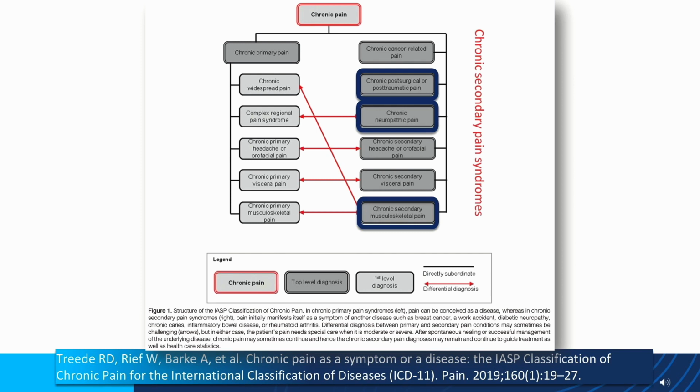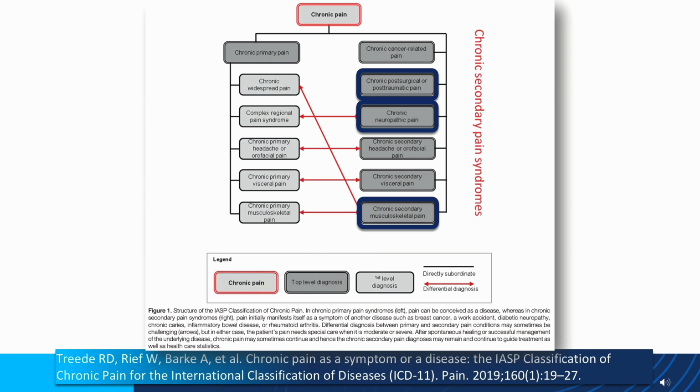So this is the IASP, International Association for the Study of Pain, classification into pain disorders, and this was published in the journal Pain in 2019, and this was for the International Classification of Disease 11, so the ICD-11 update. And as you can see, I'm going to break this down, spend a few slides going over this because I do think it's quite important.